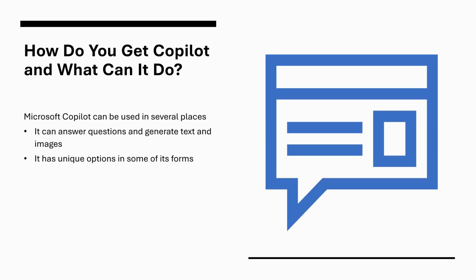Microsoft Copilot is a versatile tool that can be used in several places, like the desktop in Windows 11, inside Edge, or in Bing Search. It can answer questions and generate text and images, and even has unique options in some of its forms.